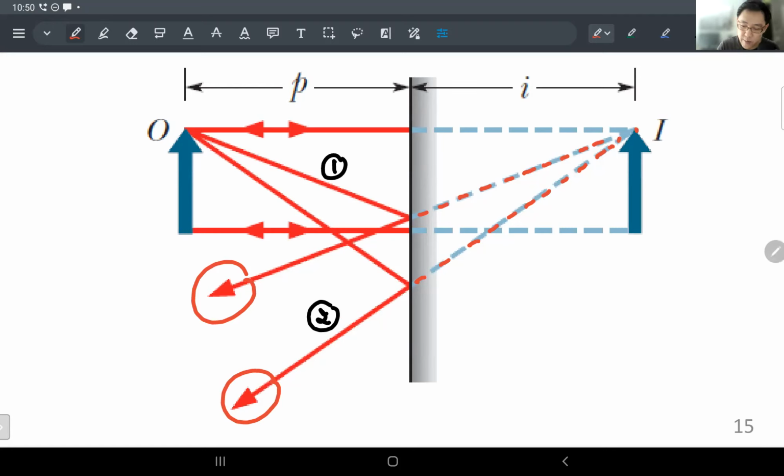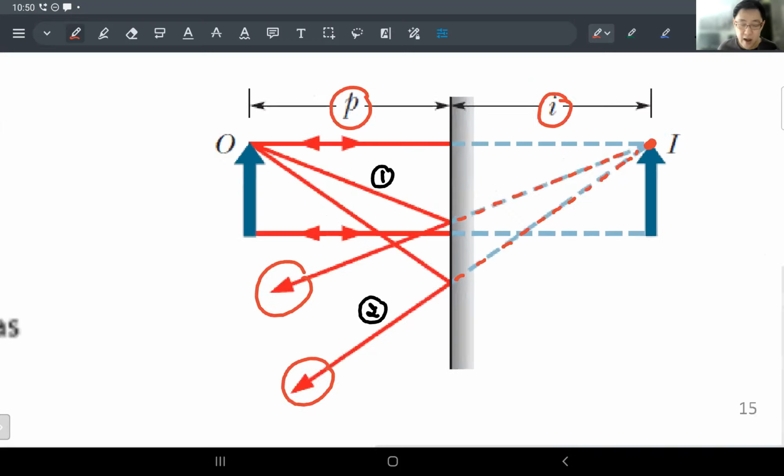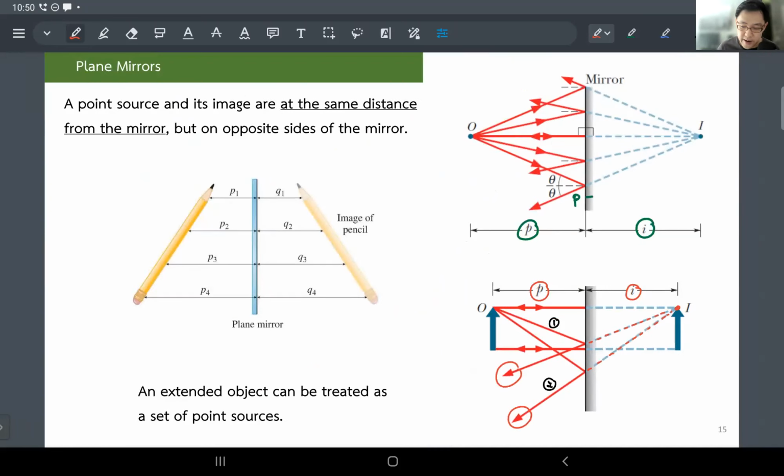And that's where the position of the image is. So in this case, because of the law of reflection, the object distance P and the image distance I are going to be exactly the same. Cool? Okay. That's simple. All right, now things are going to get more interesting.